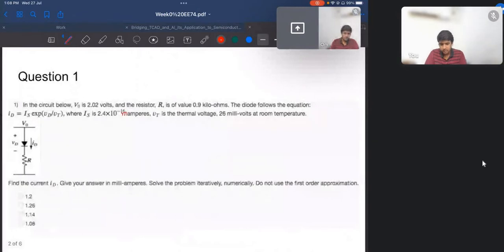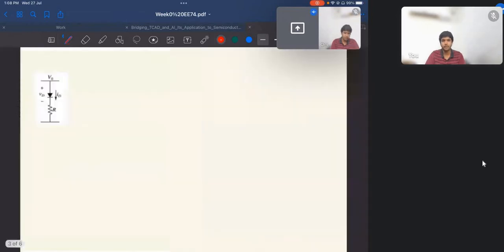So the first question is we have this circuit, and in this circuit our aim is to find the current ID through the iterative method. So let us try to solve it. Here we have been given V0 equal to 2.02 volts, R equal to 0.9 kilo ohm, and Vd is given approximated to be 0.65 volts.